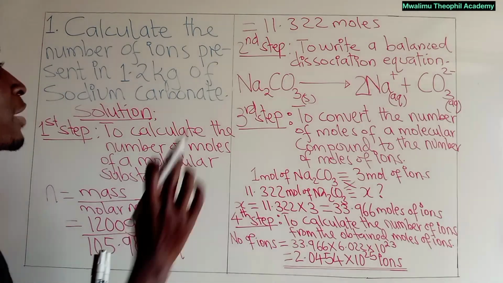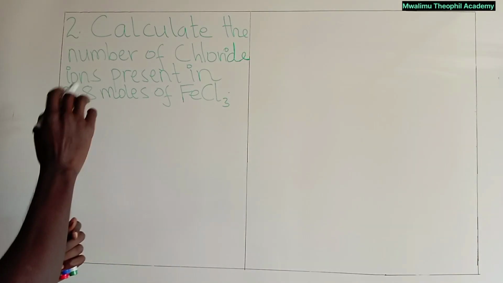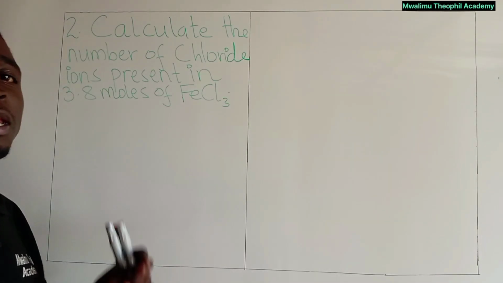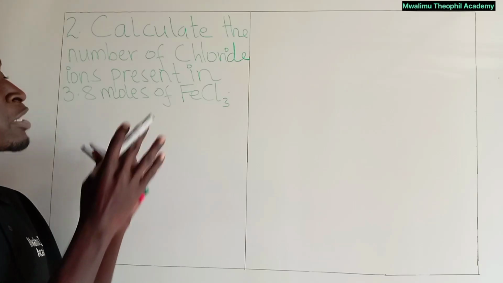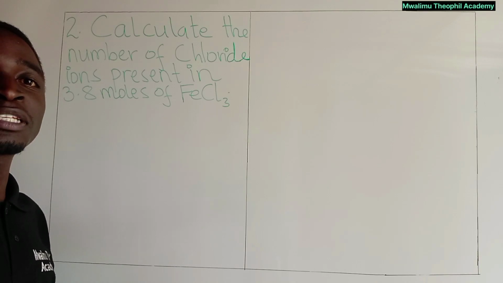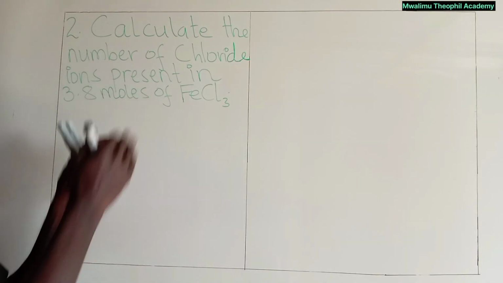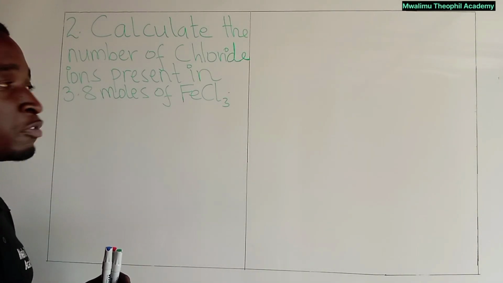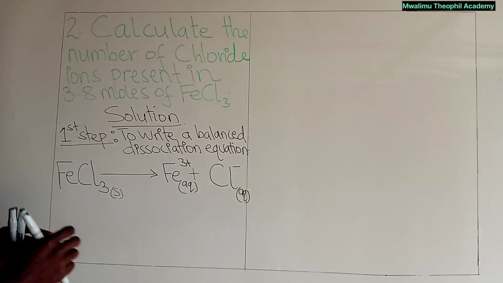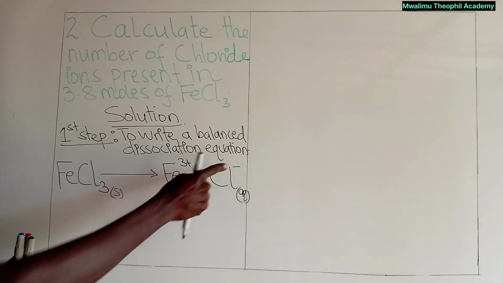After that, let us go to the second example. The second example states: calculate the number of chloride ions present in 3.8 moles of iron 3 chloride. For us to be able to calculate the number of chloride ions present in this amount of iron 3 chloride, we should follow the following steps. The first step is to write a well-balanced dissociation equation for iron 3 chloride. As you see here, iron 3 chloride dissociates completely to form iron 3 ion and chloride ion.